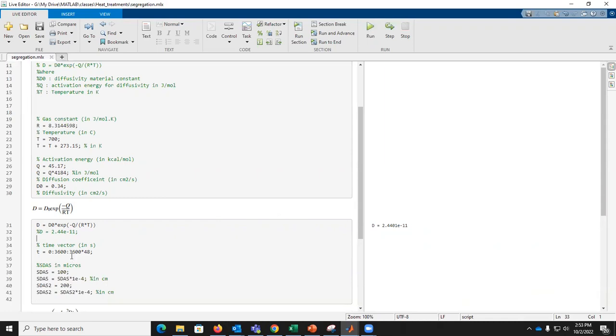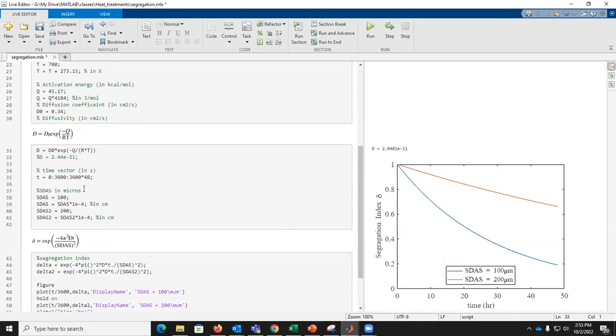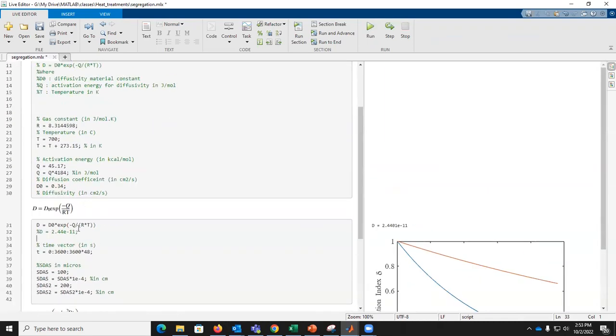So that's the D0. Now, just consider that this is going to have the same units as the diffusivity, so it's centimeters squared per second. That diffusivity has that unit, centimeters squared per second, because it's the same units as the diffusivity coefficient.